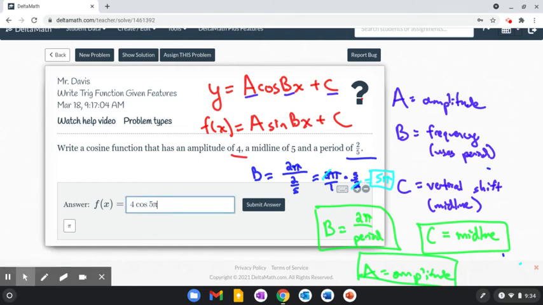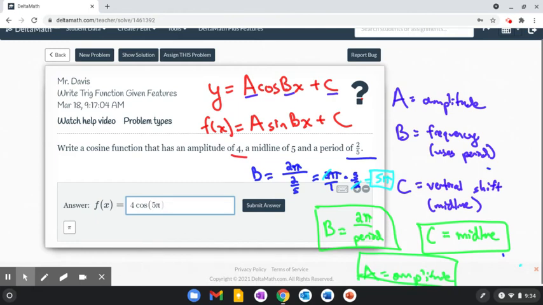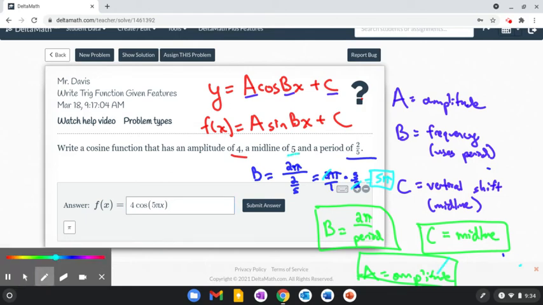5, then you can just type pi, gives you pi. And then make sure you type, I actually like to put it in parentheses, just to make sure I don't mess anything up there. So 5 pi, and we do need to throw an x in there as well. 5 pi x. And then our midline is 5, so this is going to be plus 5. So 4 cosine of 5 pi x plus 5.